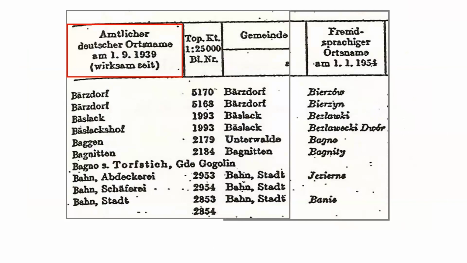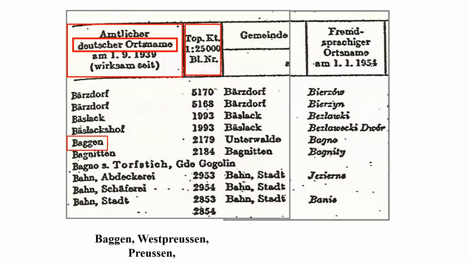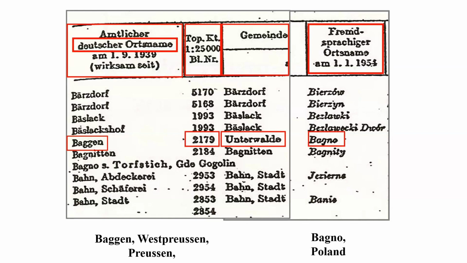The first column lists the official German locality names as they existed on 1 September 1939. Using the town of Bagen in this example, it was in the Prussian province of West Prussia. The second column refers to the topographical map scale and the page number 2179. The third column is the Gemeinde or municipality name that it belonged to. This shows that it belonged to the Gemeinde of Unterwalde. The fourth column gives the Polish locality name as Bagno, which was established on 1 January 1954.